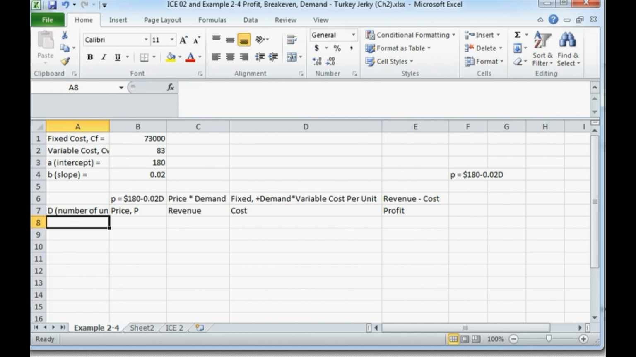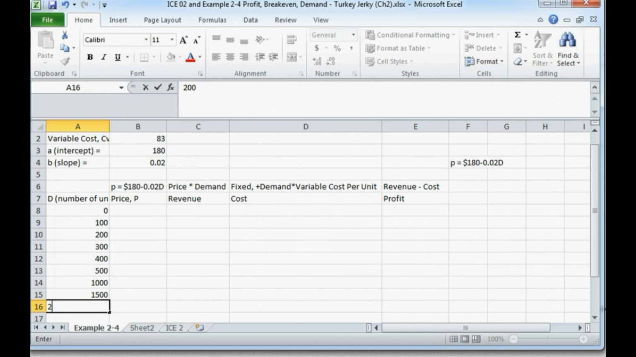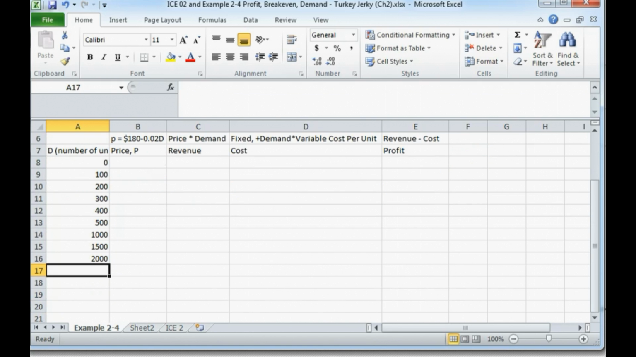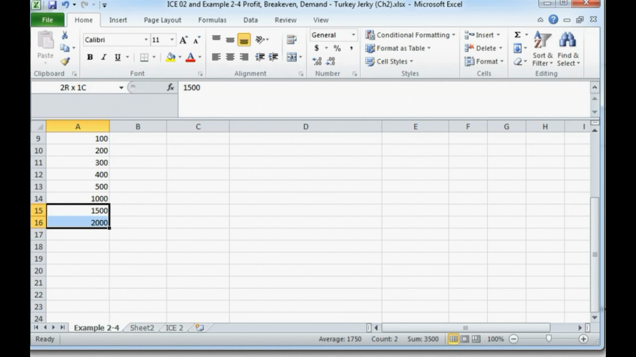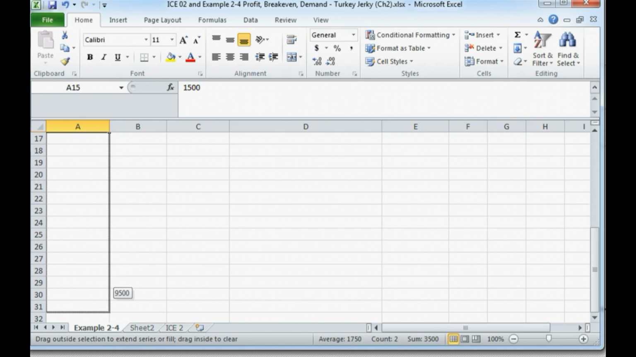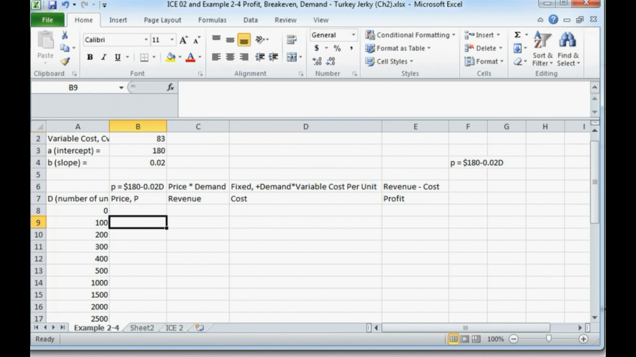Okay, so for demand, what we're going to do is go in increments. 0, 100, 200, 300, 400, 500. Let's go in bigger increments. 1,000, 1,500, 2,000. Now, I don't have to type those all in. If you highlight a couple of them and then click this down, it will repeat the pattern for as long as I need to go. We'll go to 10,000.